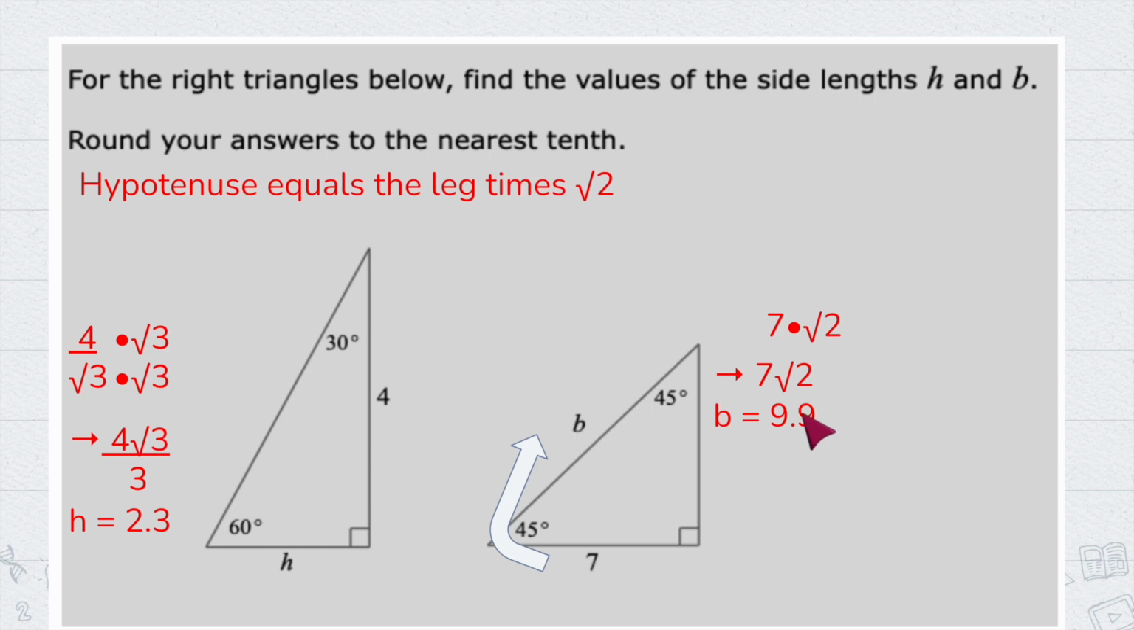So this is special right triangles, the 45, 45, 90, and the 30, 60, 90.